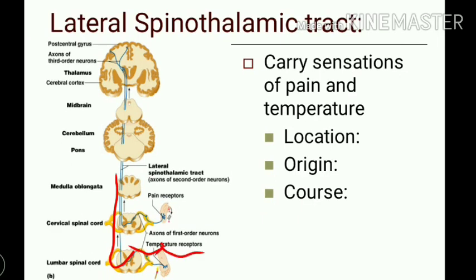The fibers of the dorsal root ganglion end in the dorsal horn of the spinal cord, laminae 1, 4, 5 and 6, from which second order neurons arise. These second order neurons cross to the opposite side and ascend in the lateral white column.